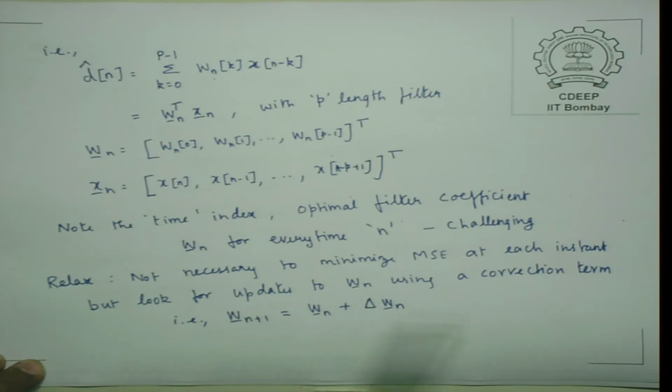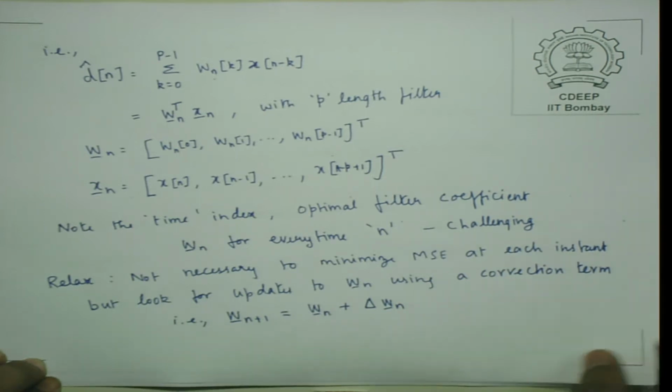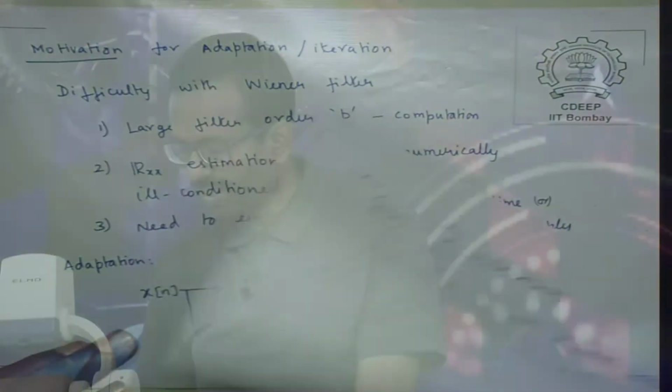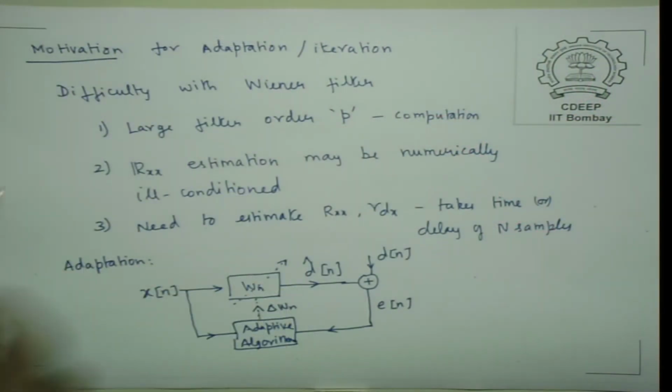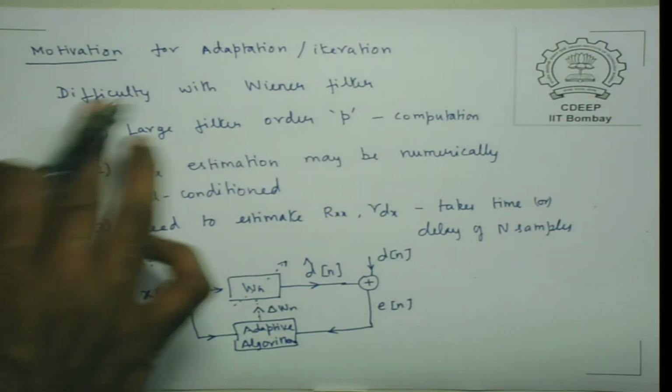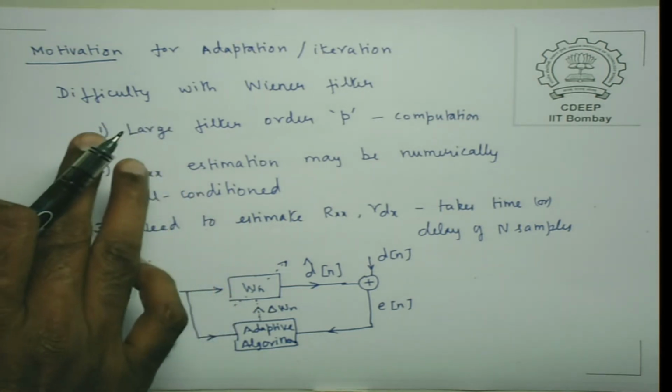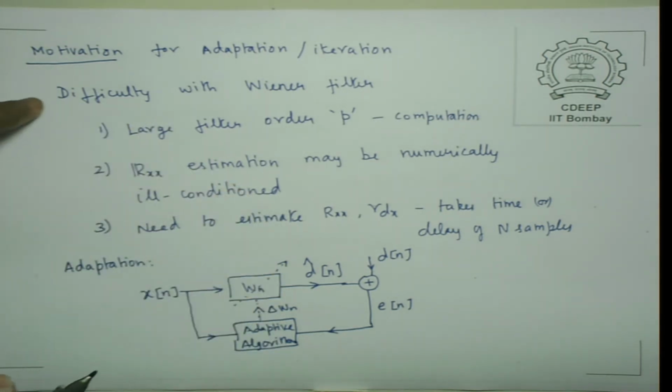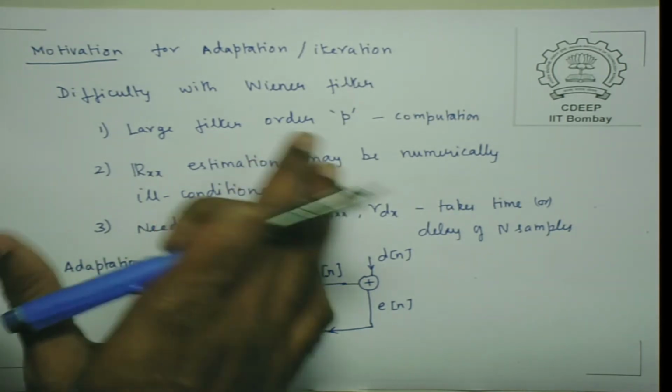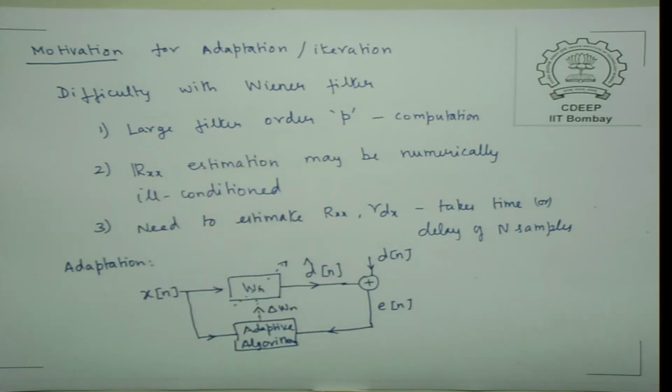Why do we do that? That is what we will discuss in the next few slides, as we try to define what we wanted to do, right. So, what is the motivation for adaptation or iteration? One possible thing, if you assume that wide-sense stationarity is still available, the difficulty with the Wiener filter was that if we have a very large filter, which means a large order, the computational complexity can be demanding, and so it is going to be difficult to achieve.